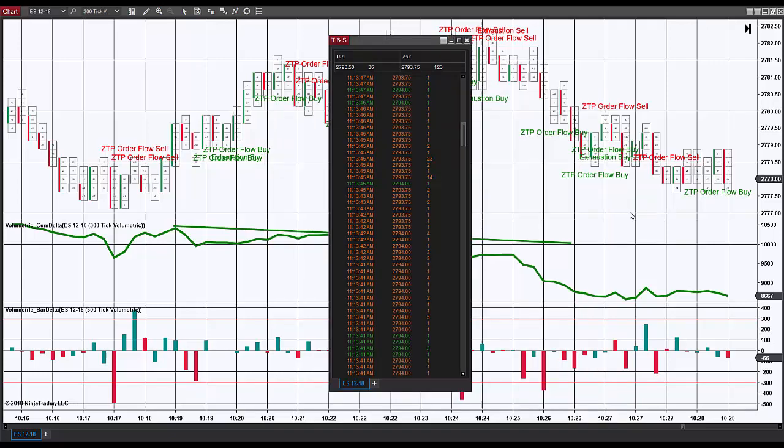Here I have a time and sales window, and as you can see, we had several trades go off here at 11:13 and 45 seconds. And we see somebody here sold 14 lots, 1 lot, 2 lots, a 23 lot, a 1, a 2, and a 1. And what you don't know is, was this all one big trader trying to sell 50 lots, or was this really somebody just selling 23?